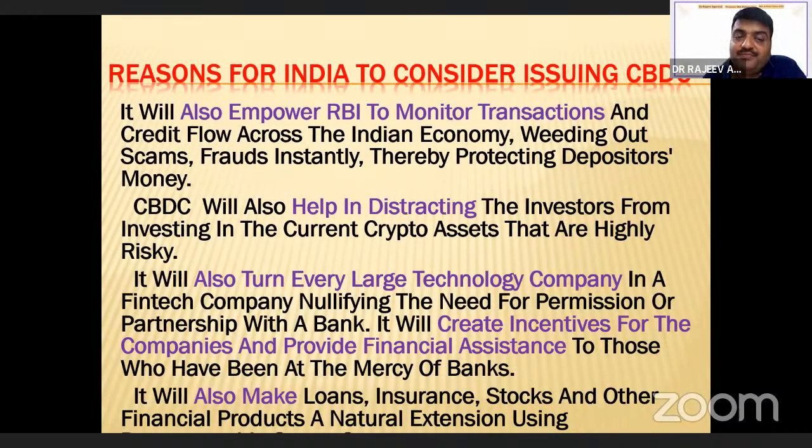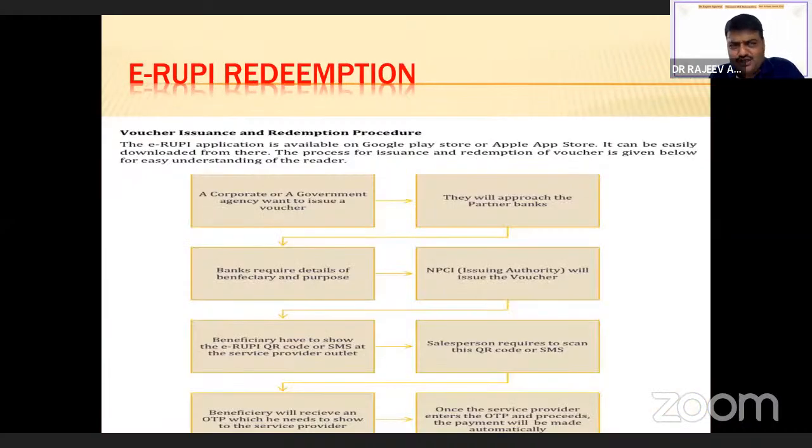It will also turn every large economic company into a fintech company, nullifying the need for permissions or partnership with a bank. They can have their own transactions, and it will create incentives for companies and provide financial assistance. And it will also make loans, insurance, stocks, and other things very much easier.